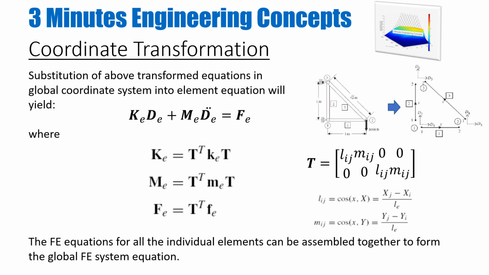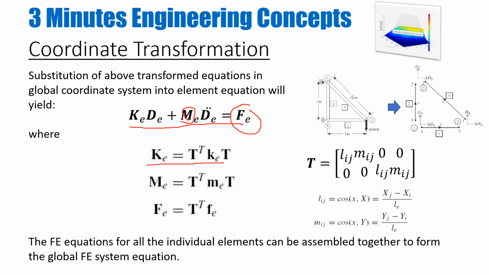So what we have done until now, we now know what the element-based equations are after the transformation for our system, which we are trying to solve, in this case our truss system. And that looks something like this, where Ke is my elemental stiffness matrix in the global coordinate system, Me is the elemental mass matrix in the global coordinate system, and Fe is the force vector in the global coordinate system.